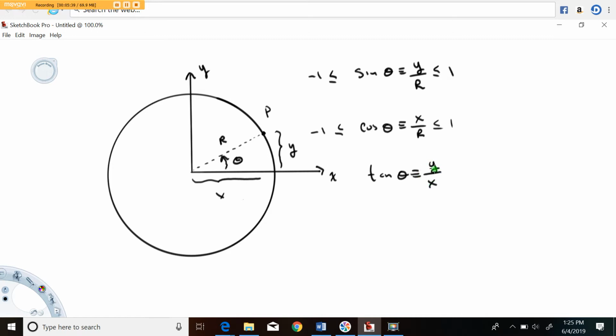This one does not have the numerical restriction that the sine or cosine does. Imagine this point moving up along here. y is getting bigger, x is getting smaller, and y is a lot bigger than x. So this can get really, really big. In fact, it can get infinitely big. It also takes on zeros anytime y is 0. So that's here or here on this circle.